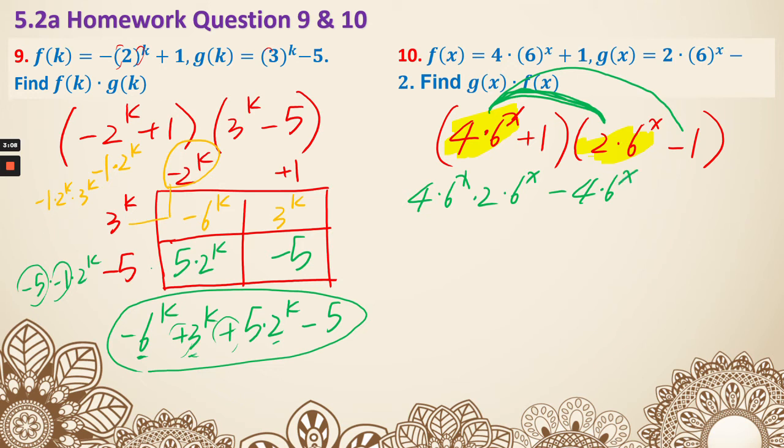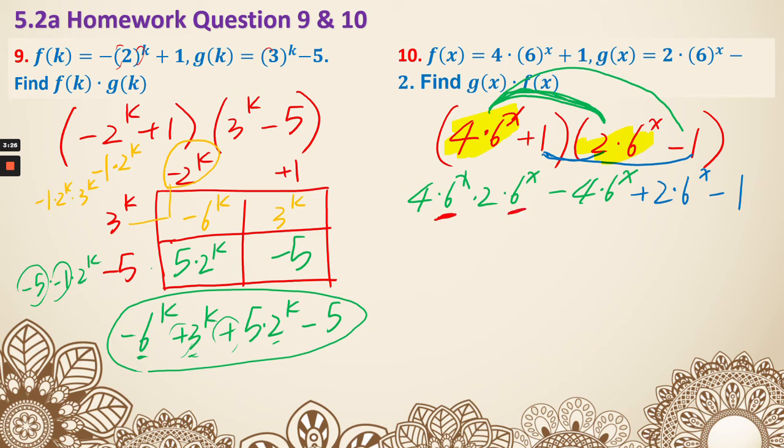Now I'm going to do the bottom ones. So 1 is being connected with that, and 1 is being connected with that. So I would have plus 2, 1 times 2 is 2, 2 times 6 to the x, then 1 times negative 1 is a minus 1. So let's actually combine the first one first.